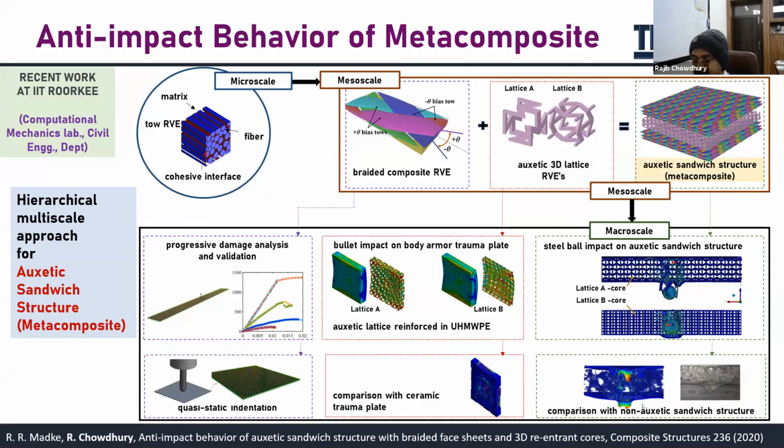So we recently studied the effectiveness of this metacomposite sandwich structure with an auxetic 3D reentrant lattice core and a semi-auxetic braided composite face sheet, which is subjected to ballistic impact. A hierarchical, information-passing multi-scale approach has been selected. If you look at the top left corner, we start from the micro scale, then go to the meso scale, and then to the macro scale, where the structure is going to be fabricated.